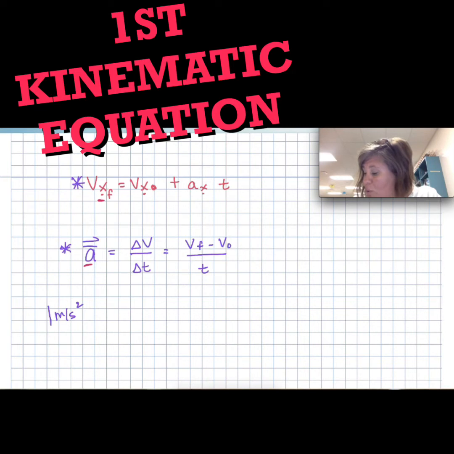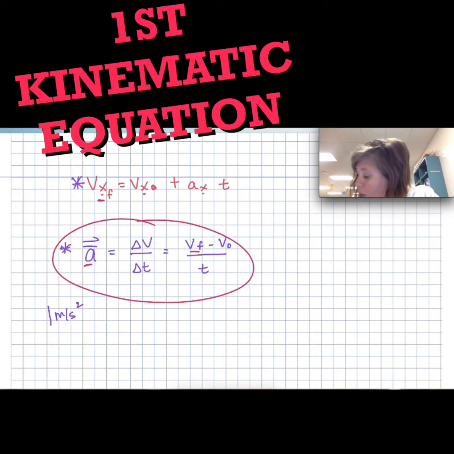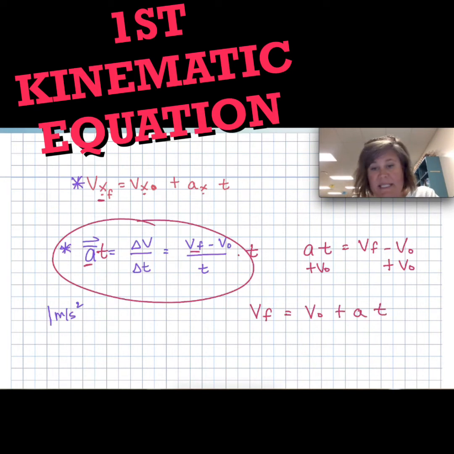So what we're going to do is rearrange this equation to solve for the final velocity. So we're going to multiply both sides by t here, and that is a times t equals Vf minus V naught. And then we're just going to add the V naught over. So our equation is Vf equals V naught plus A times T. And the only difference here is they write a little x here to represent that horizontal dimension.